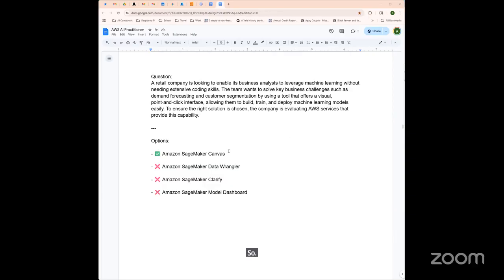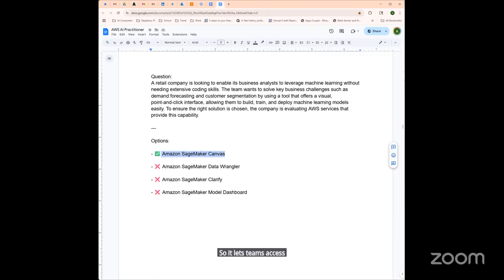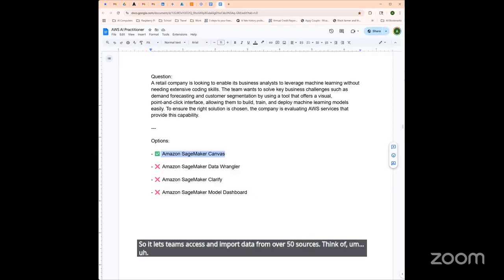So the answer is SageMaker Canvas. So why is this correct? SageMaker Canvas is designed to specifically let non-technical users like business analysts build machine learning models through no-code, point-and-click interfaces. So it lets teams access and import data from over 50 sources. Think of S3 as one of them, right? And it does this via SageMaker Data Wrangler.